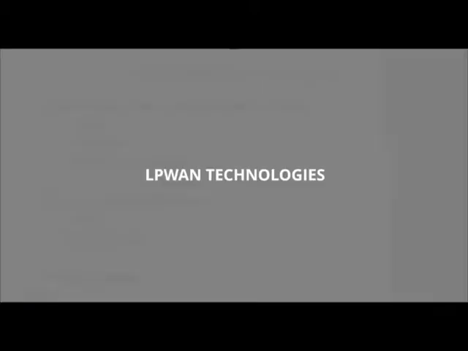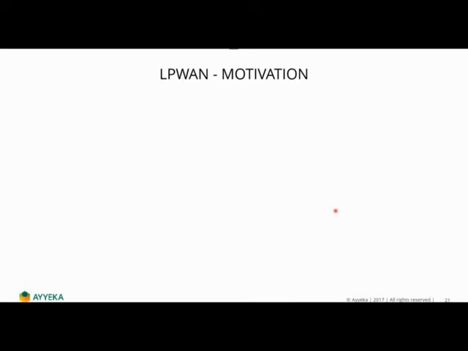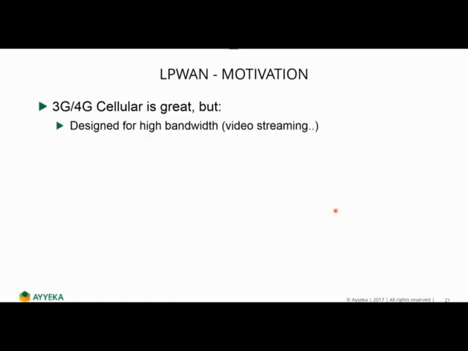All right, so let's dive into LPWAN technologies. We'll begin with the motivation for LPWAN. Who needs a low power wide area network? Because we do have 3G and 4G, and it's great, and it's almost everywhere. But it was designed for high bandwidth, and for uploading videos to Facebook, YouTube, and tweeting stuff, and posting images on Facebook. But in reality, industrial or just IoT devices consume just a tiny bit of data every month.